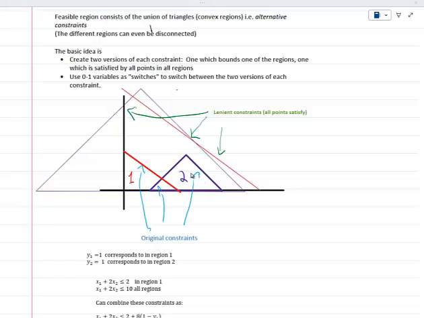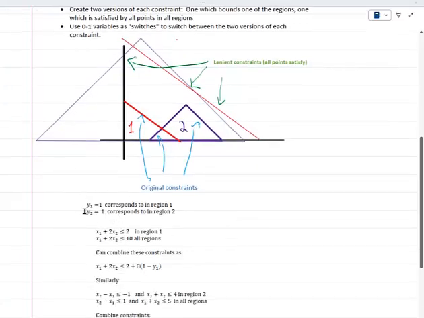For region 2, I also have versions of these constraints. If I push this constraint out, it goes here. If I push this constraint out, it's going to go there. So here are the original constraints, the bounds of the region, and here are what I call lenient constraints, and all points in the region satisfy these lenient constraints. Now the 0, 1 variables: I'm going to let y1 equal 1 correspond to being in region 1, and y2 equal 1 correspond to region 2, and I need to have at least one of these be 1.